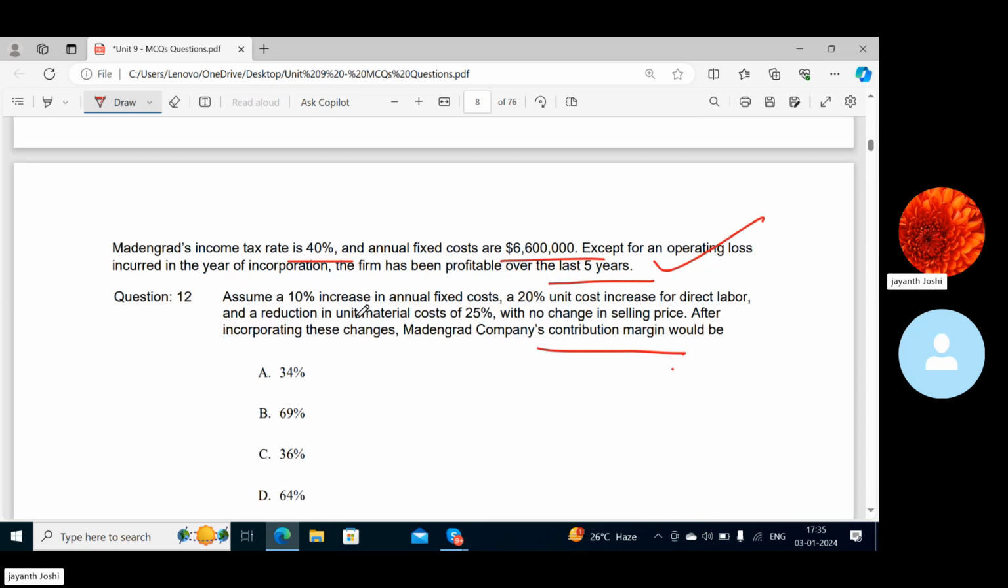Assume a 10% increase in annual fixed cost, a 20% unit increase for direct labor and a reduction in unit material cost of 25%. So, just a second.